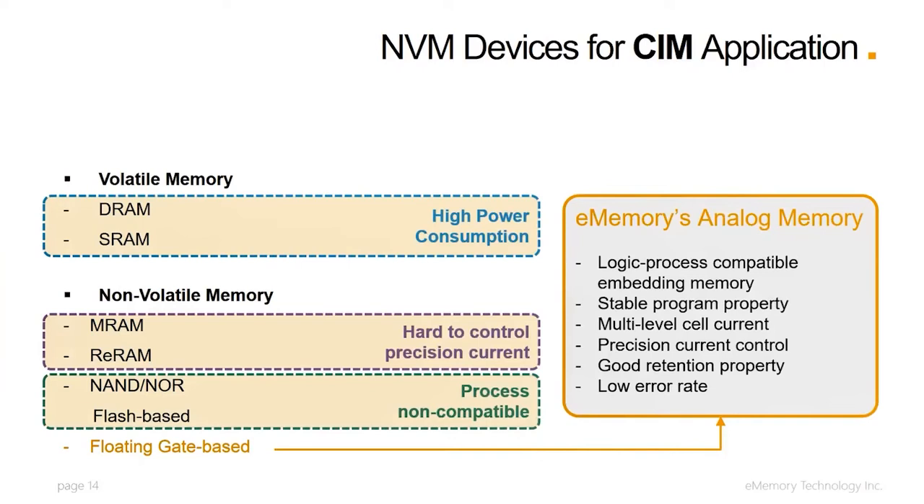It possesses stable program property by the program verify function to have multi-level serial current, so we can achieve excellent precision current controllability. In this platform, the IP also demonstrates good data retention property and a low error rate. In the next slide, I will show more detailed IP features for AP1.